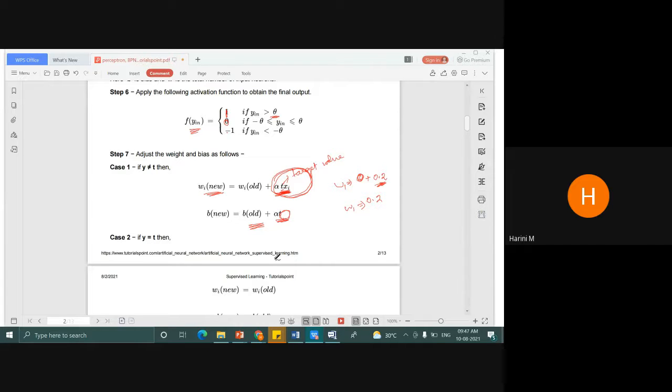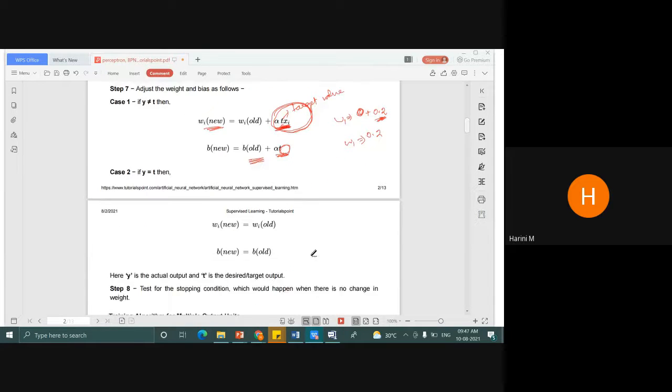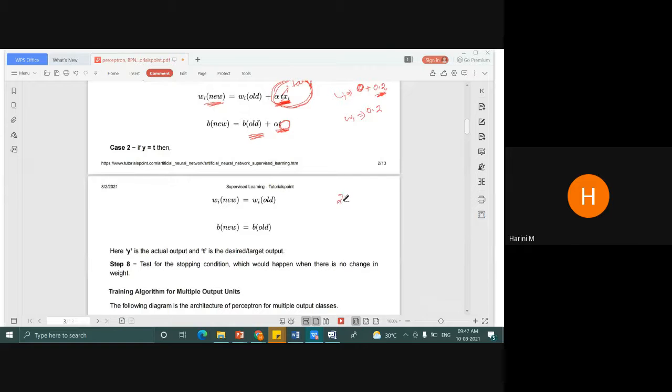If the target value and the obtained value are the same, for example, the network is giving me 5 into 5 is 25, and I know the correct answer is 25. So if y equals t, I mean the calculated value and the target value are the same, then you don't have to update the weights and bias at all. The new weight and the old weight are the same, the new bias and the old bias are the same. You can stop here itself because this is your stopping condition, because the network has learned. Whatever it has to learn, it has learned already. So this is your stopping condition. In this case, you don't have to do the updation part.